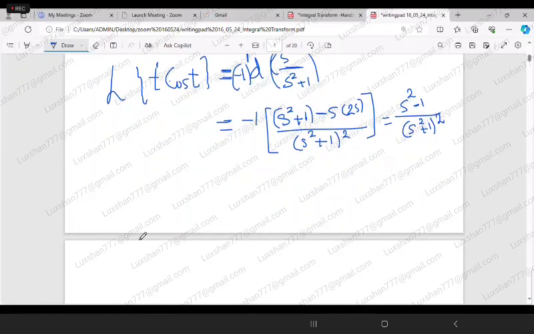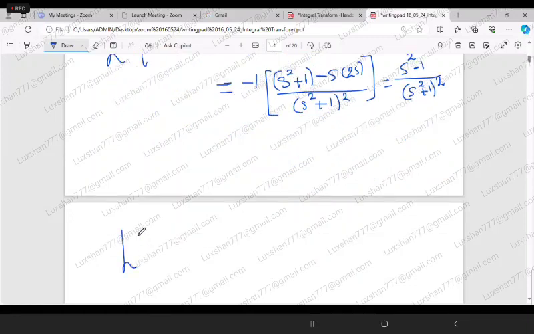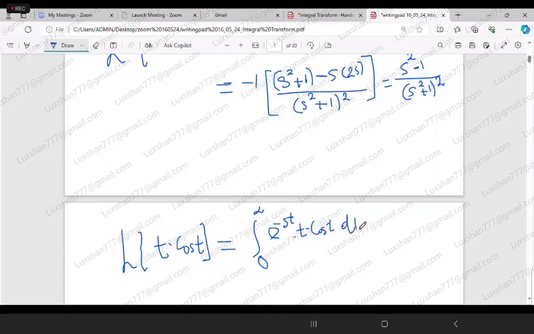So now, what is the Laplace transform of t into cos t? Actually, what does it mean? This is actually the integral from 0 to infinity of e to the power minus st into t into cos t dt. So this is equal to s squared minus 1 over s squared plus 1.